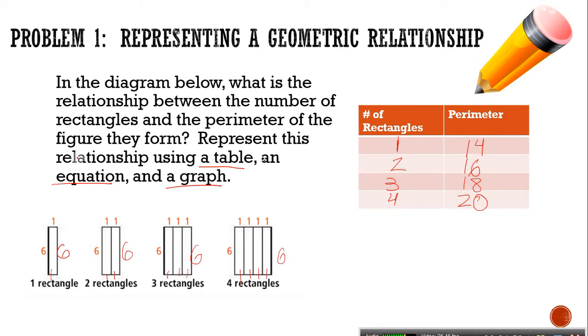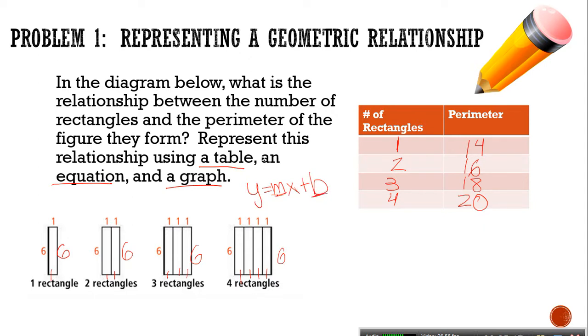My table is the key to unlocking my equation. So if you remember, y equals mx plus b. That was the form of a linear equation. You should remember it from Math 8 last year. So if we look at these, I need to figure out my m and my b.